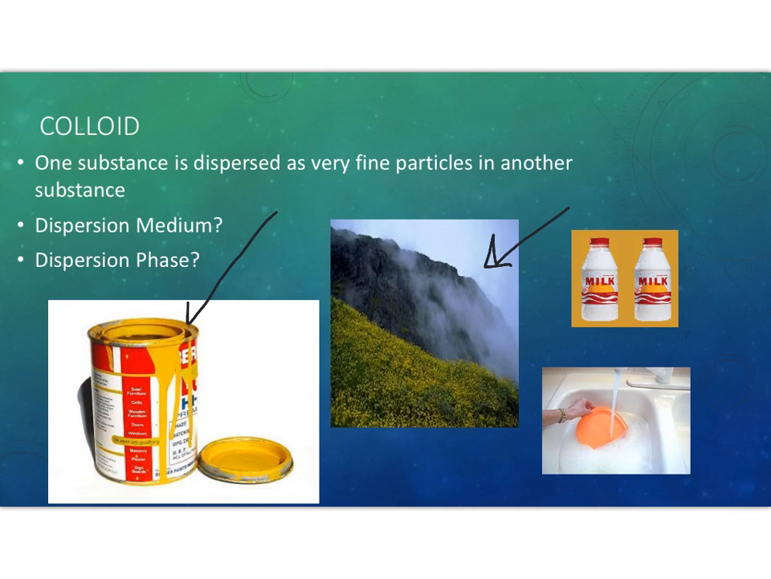Paint is very fine particles of color dispersed throughout the white paint. Colloids are heterogeneous because I have 2 different phases. In this soap, the bubbles of air are the fine particles that are dispersed throughout the liquid water. I have 2 different phases. One is the liquid phase, the water, and the other is the gaseous phase, as those air particles are trapped as bubbles inside of the liquid.